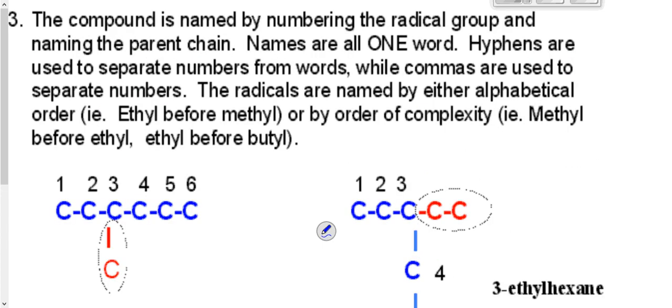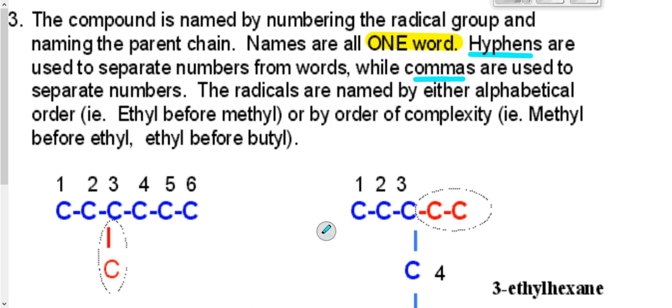When I go to name these things, it is important for us to remember that organic names are all one word. Hyphens are used to separate numbers from words. So we don't ever want to have a number and a letter side by side. They don't like each other in chemistry. So to separate them, we're going to use a hyphen or a dash. If we have to have more than 1 number side by side, then we're going to use a comma to separate them.